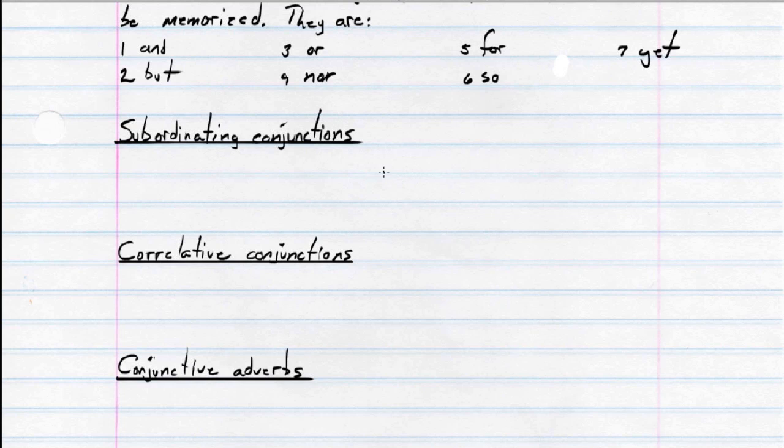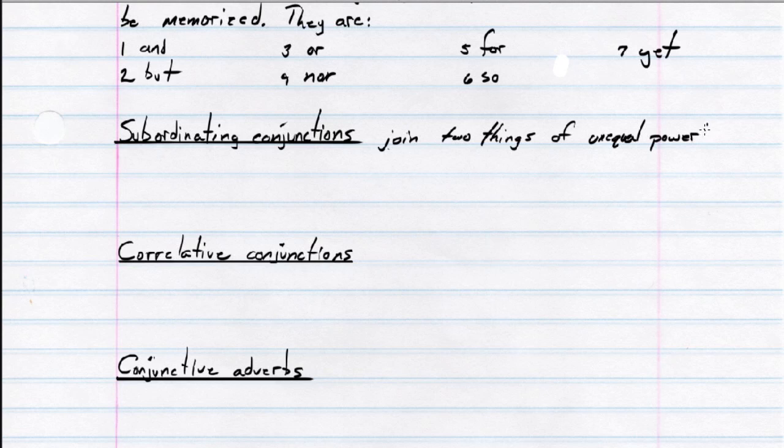And let's continue on. So, subordinating conjunctions join things. That's a bad join. Subordinating conjunctions join two things of unequal power. Again, I'm going to put power in quotes here. I'll explain that in just a second. Subordinating conjunctions join two things of unequal power.